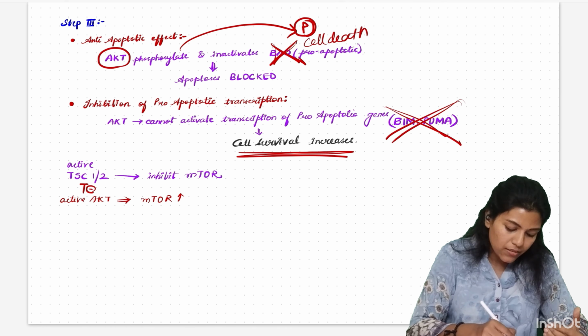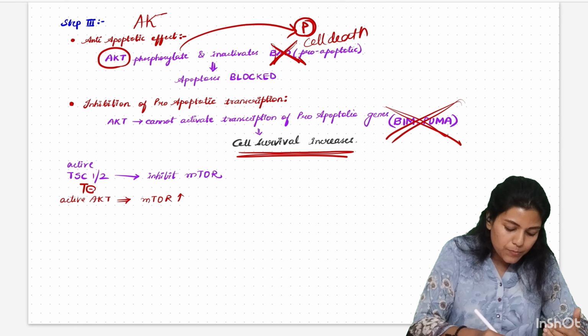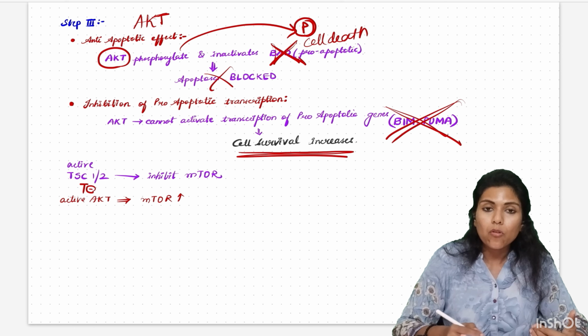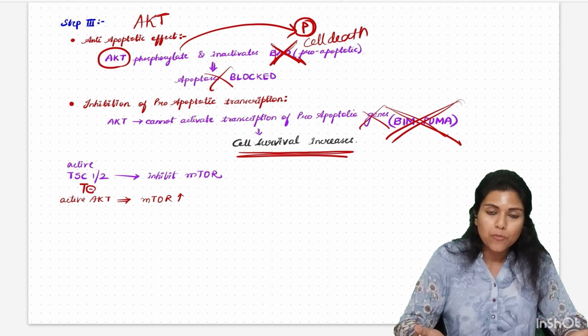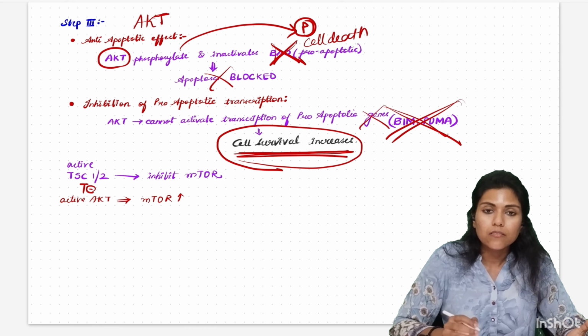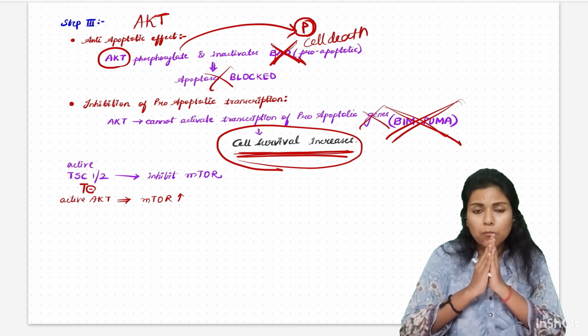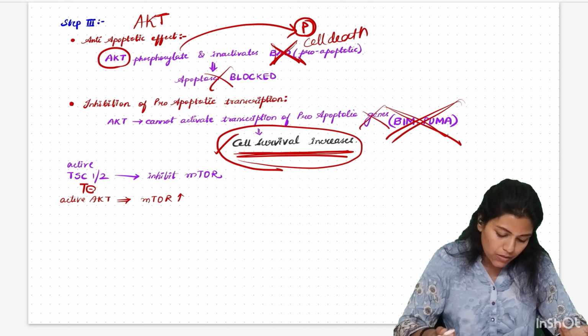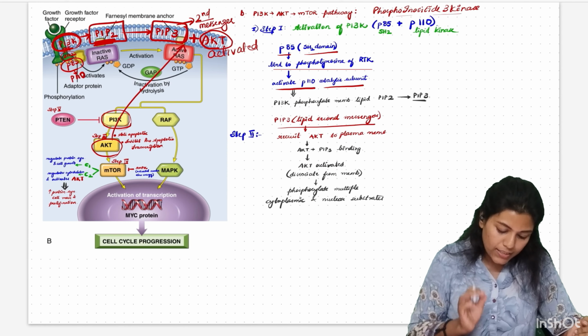So this activated AKT is promoting cell survival by blocking apoptosis, by blocking the genes responsible for apoptosis. The ultimate final outcome is cell survival. By blocking cell death, the cell will survive. This is about the AKT.